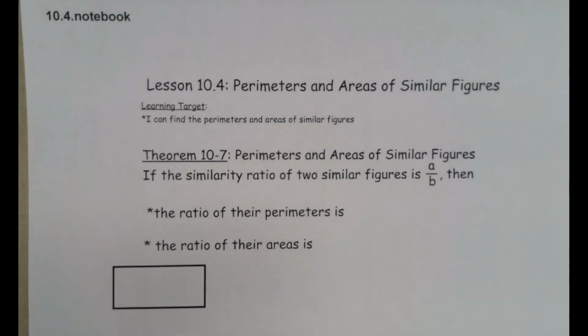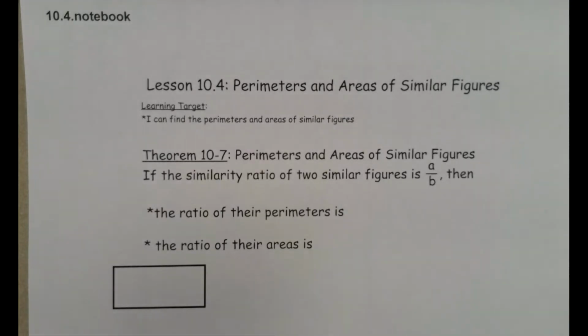Okay, here we are. Lesson 10.4, perimeters, area of similar figures. It is the last lesson that we're doing in chapter 10. Our learning target is I can find the perimeters and areas of similar figures. And we're working here with theorem 10.7 first. It says perimeters, areas of similar figures.